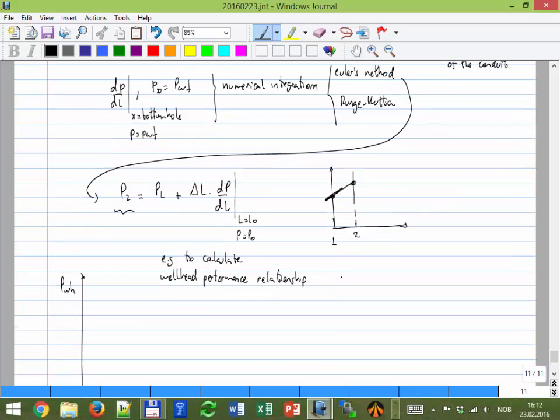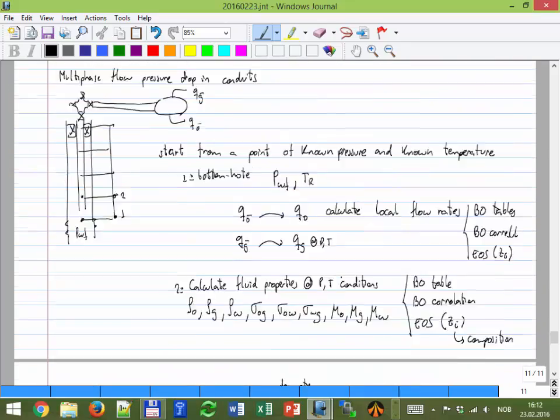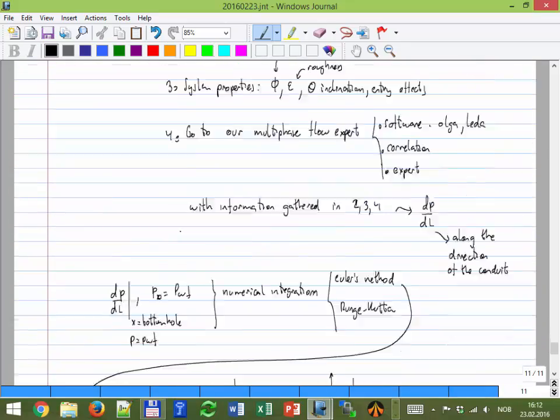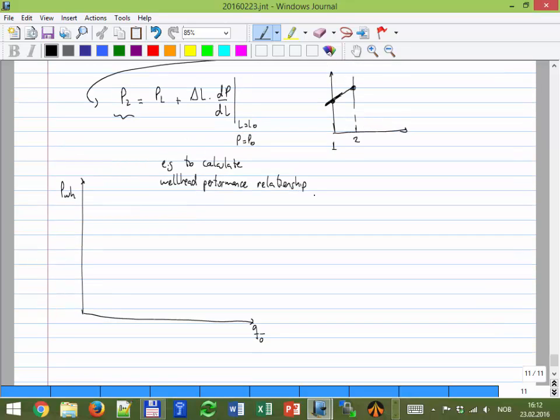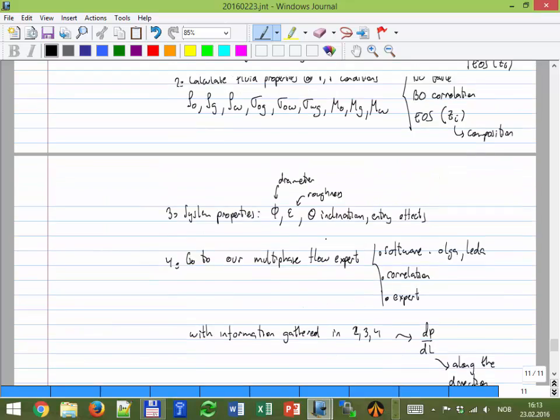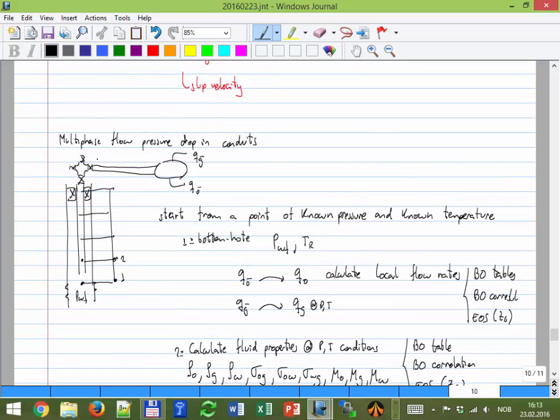Okay, this case that I was mentioning before is, for example, if you want to construct the wellhead performance relationship. That is the pressure available at the wellhead, P, versus rate. So in that case, let's say I just choose this rate. I go to my IPR. With my IPR, with the rate, I get the flowing bottom hole pressure. And then I have to calculate the pressure at the wellhead. So for that I have to use pressure drop in the tubing. So this is kind of what we are doing.